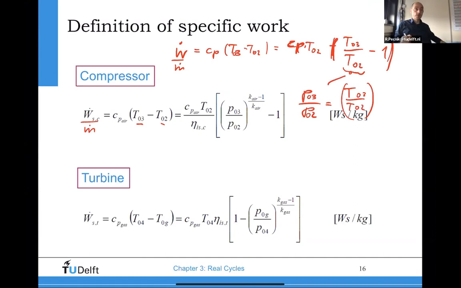Anybody knows what I have to put here? It's an exponent. The exponent of the temperature ratio has to be what? Question to you. Yes, correct. I got an answer, which is gamma minus 1 or kappa minus 1. I always write kappa.